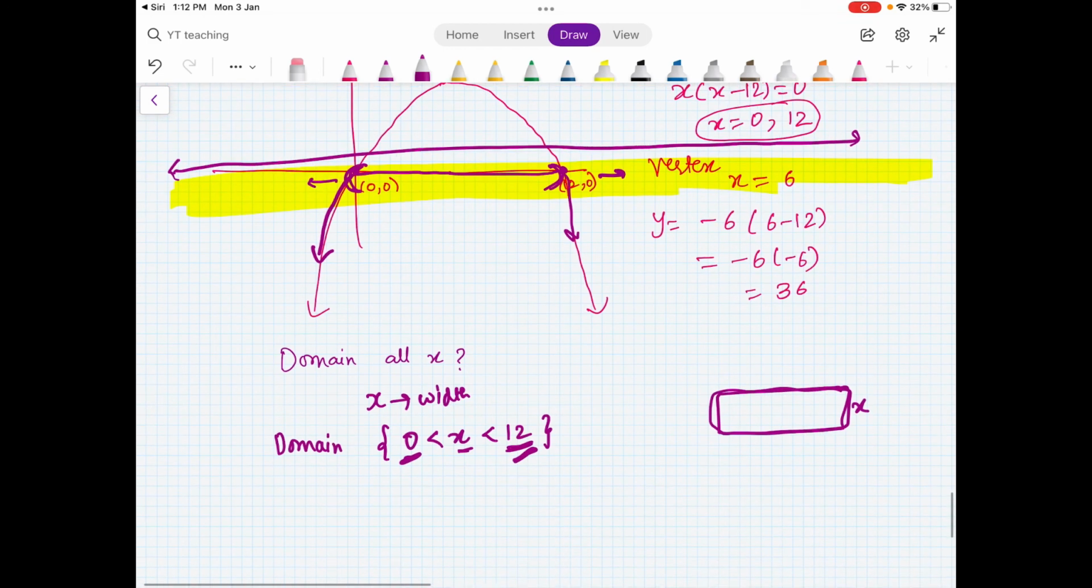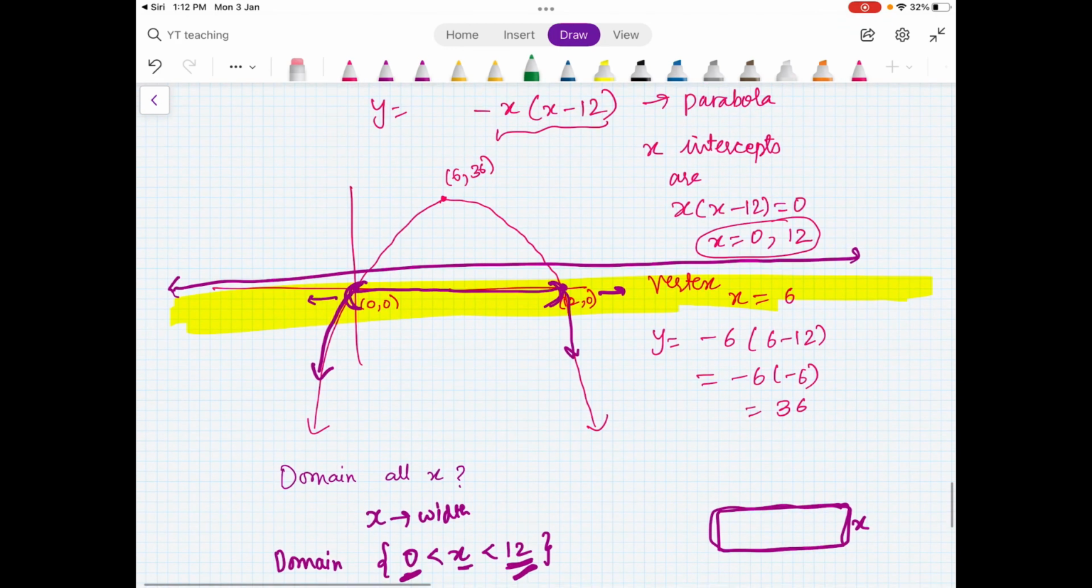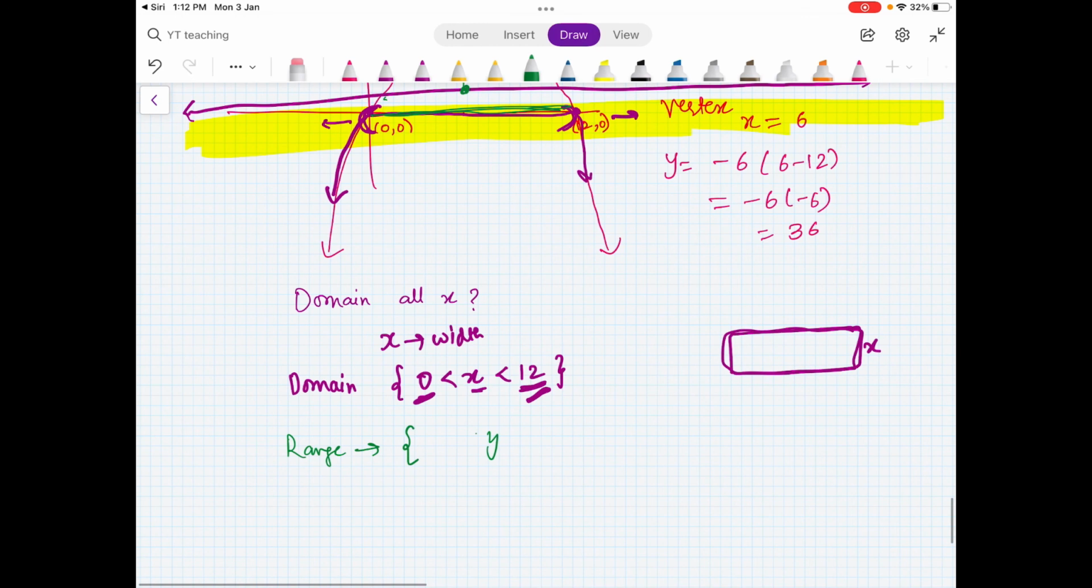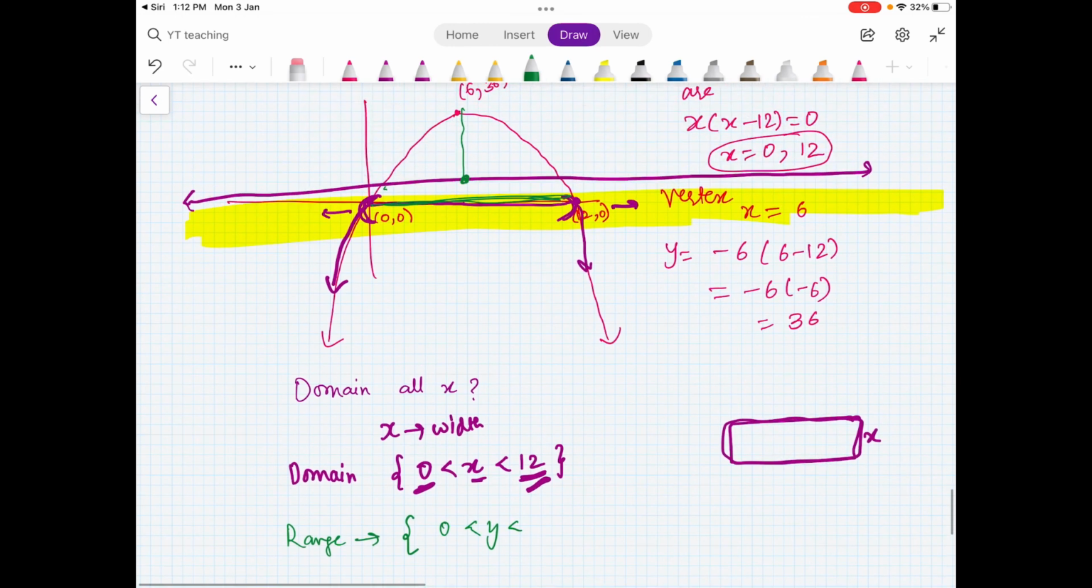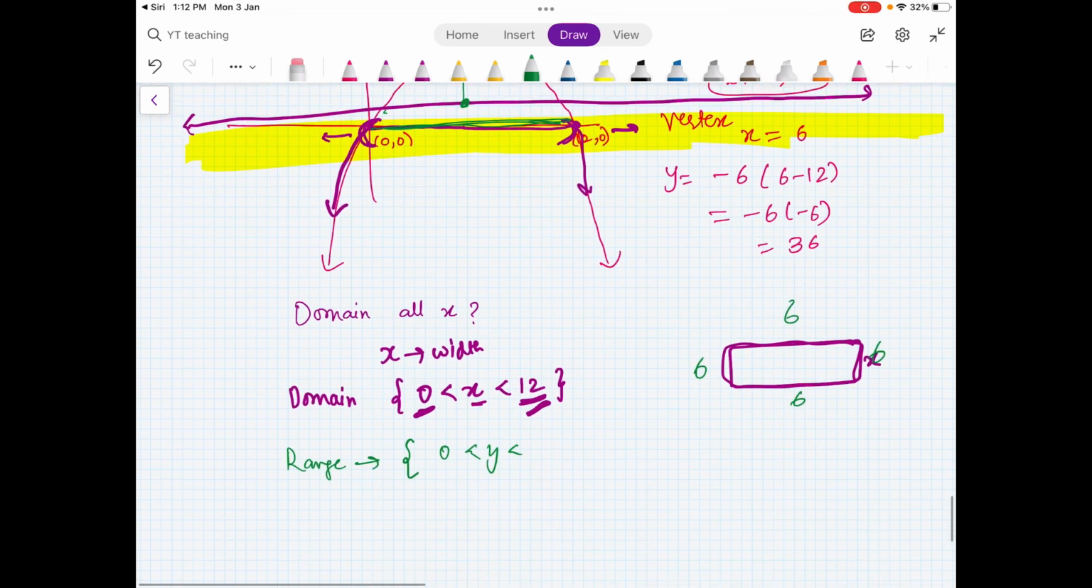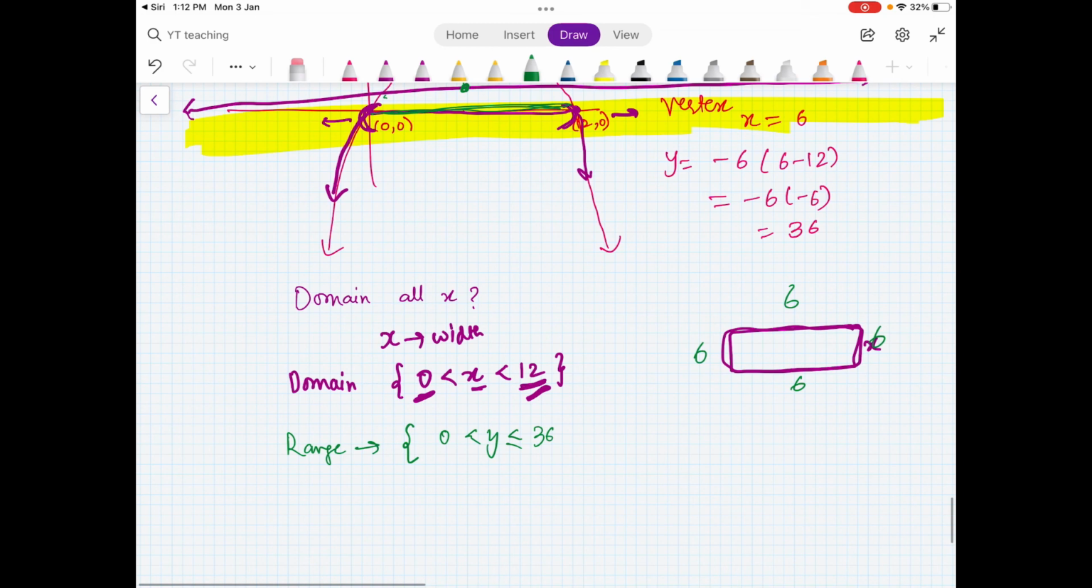Now let us see what the range is. You can just look at here. If your x is here, then your range, the area, starts from 0 to 36. And 0 is not included because area cannot be 0. And 36 is included. How? When the width is 6, this is 6, this is 6, this is 6 and this 6, in that case your area is 36. So this is your range.